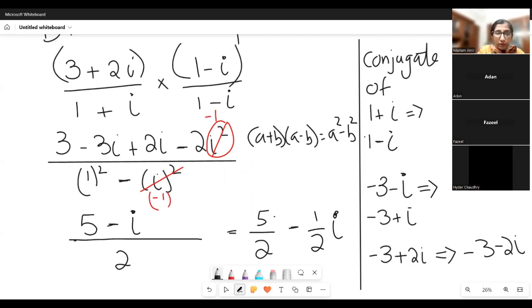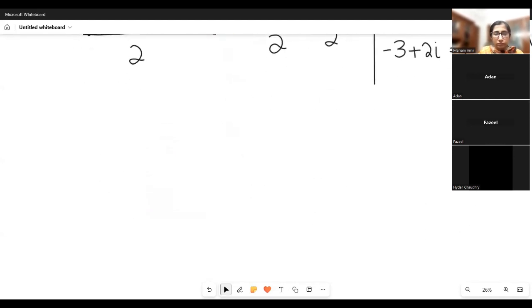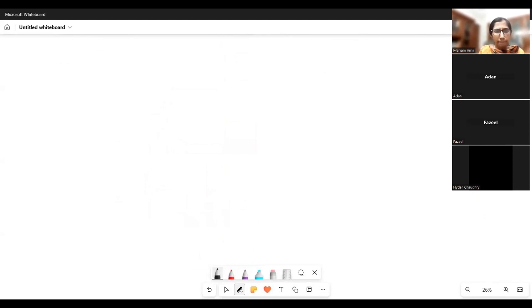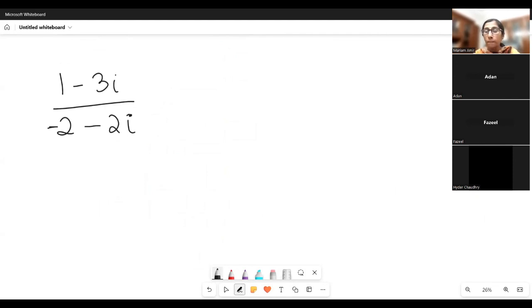All right, let's do another example. Okay, so the numerator is 1 minus 3 iota and the denominator is -2 minus 2 iota. Okay. So we have to multiply and divide with the conjugate pair of the denominator, which is going to be -2 plus 2 iota.